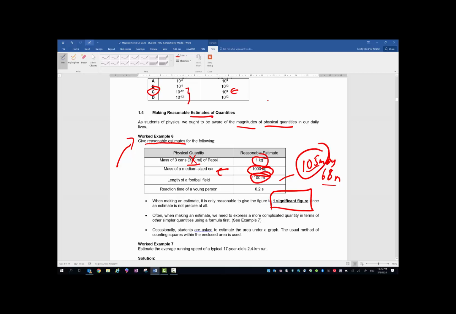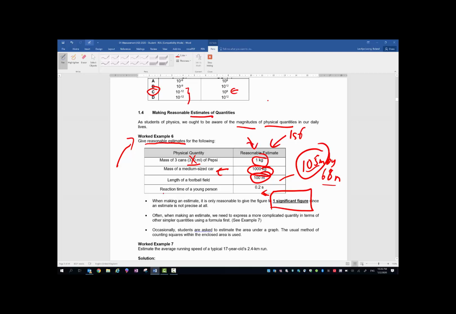Reaction time of a young person is 0.2 seconds. So don't worry if you think it's 0.1 seconds. Don't worry if you think it's 0.3 seconds. Some people may just have slower reaction. So if you put 0.1 seconds, it's acceptable. If you put 0.3 seconds, it's acceptable. 0.2 seconds is fine, because what we are looking for is one significant figure. So the estimate part is 1SF, the reasonable part is your judgment.